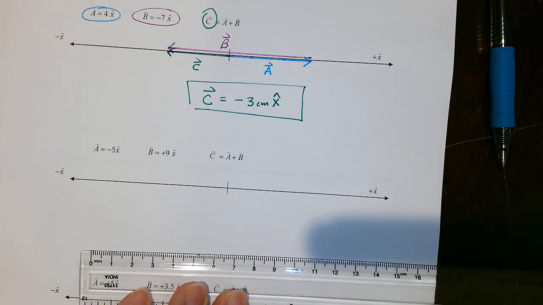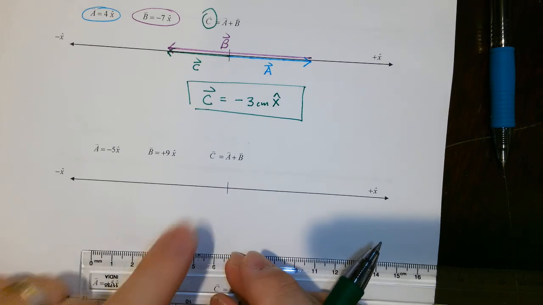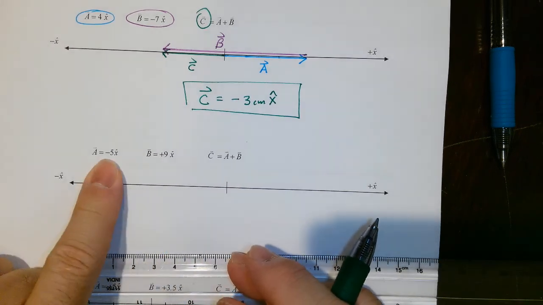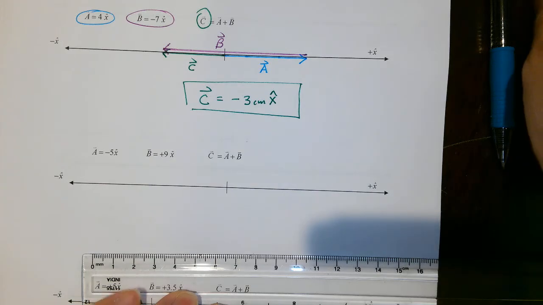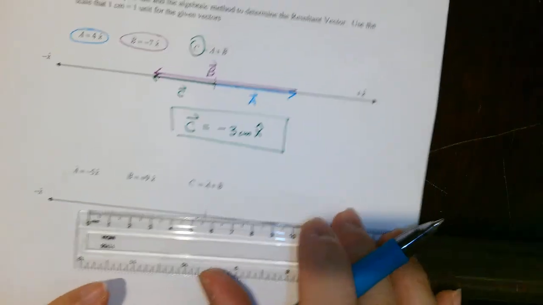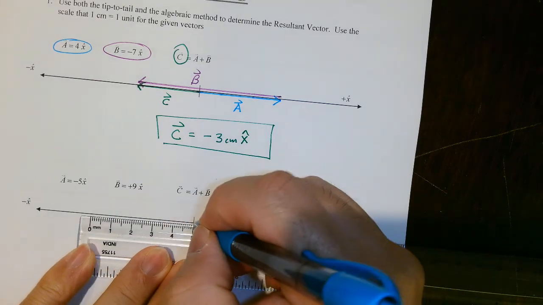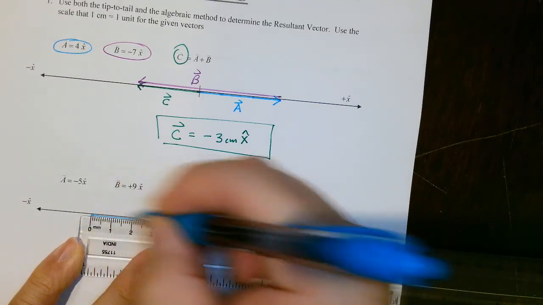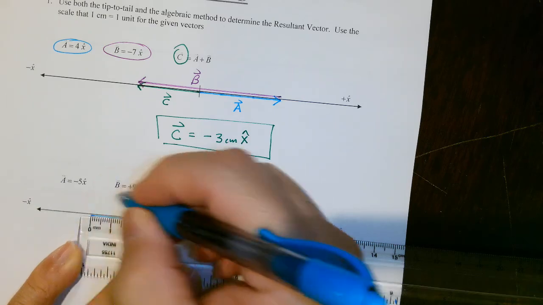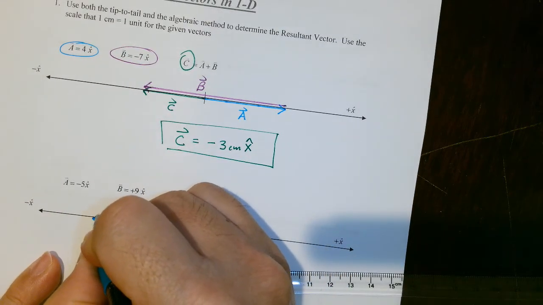So that's my number one. So the second one, here I have my A vector as negative 5 centimeters x hat. So I'm going in negative x direction for 5 centimeters. So this is my A vector right here. So here's my A.